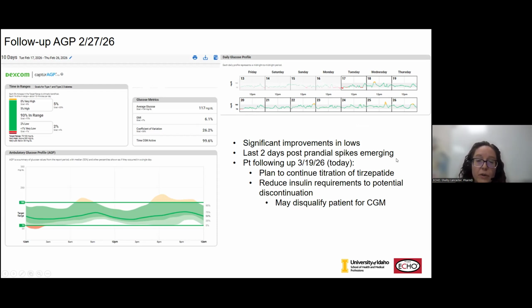So he did follow up with me today, and I believe his target range was 96% of the time. His lows were less than 1%, and his highs were 0.